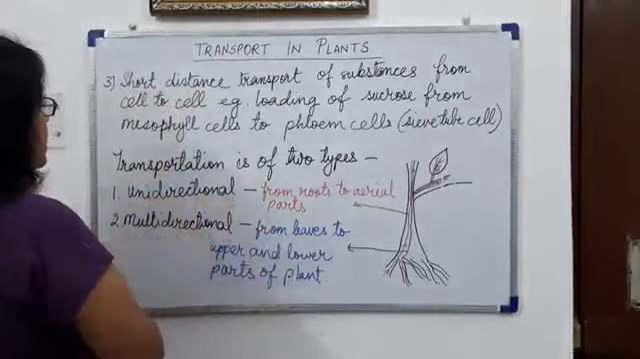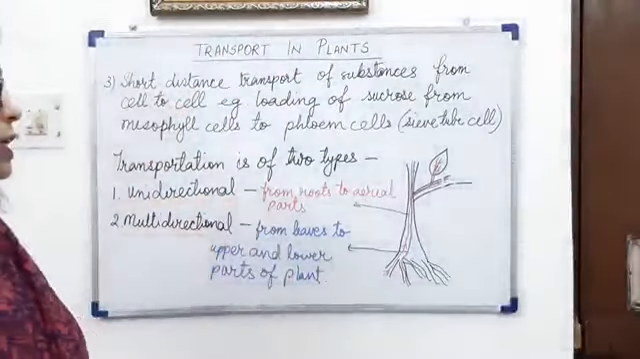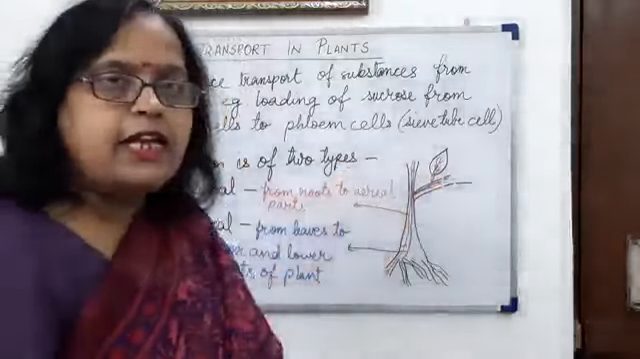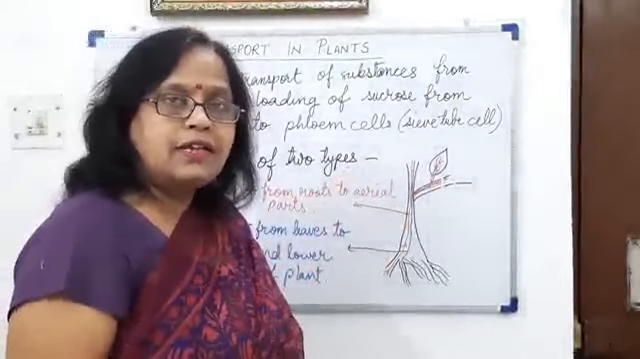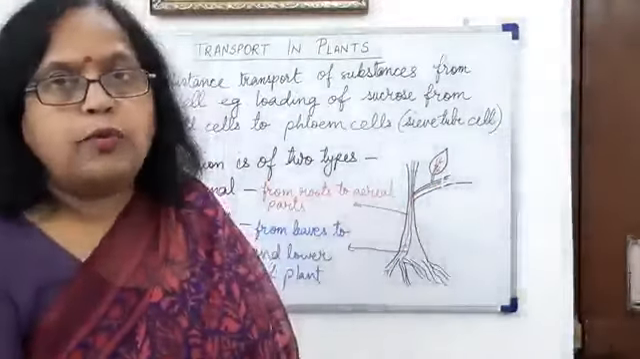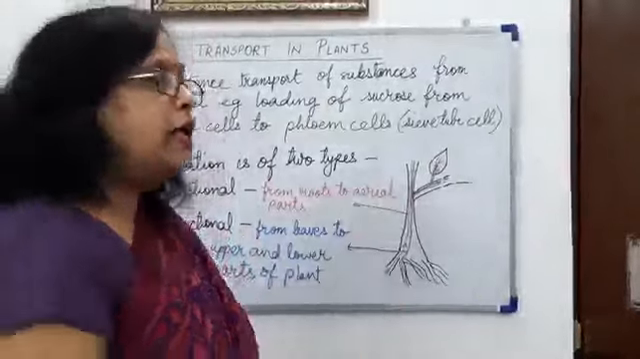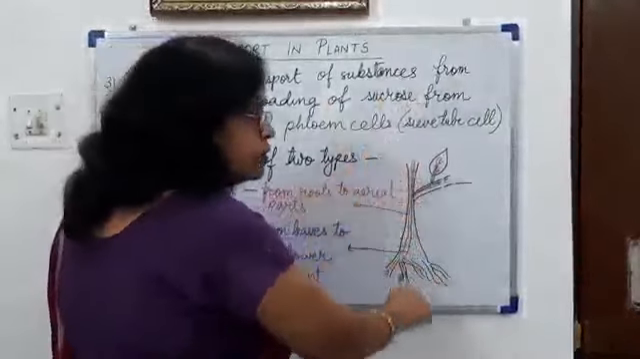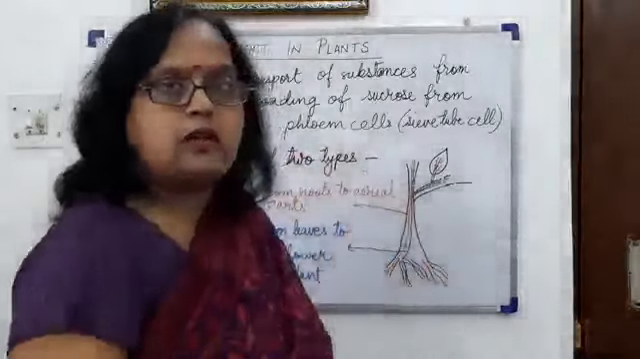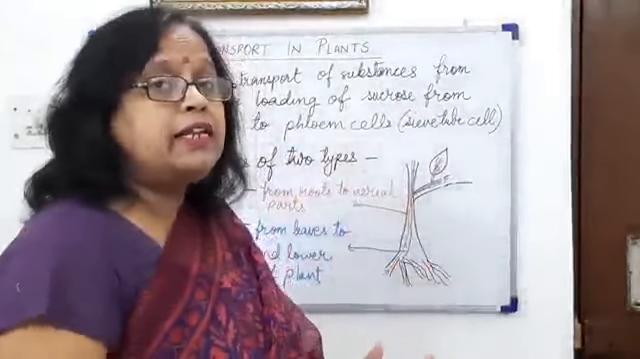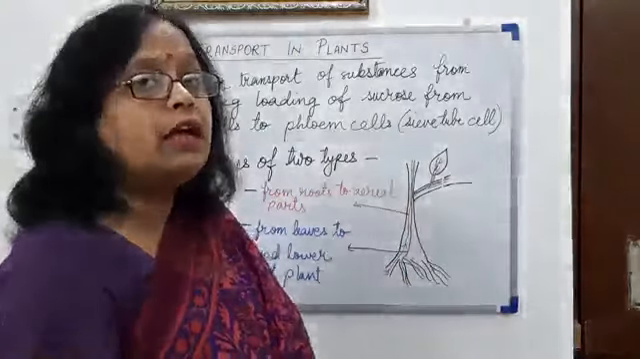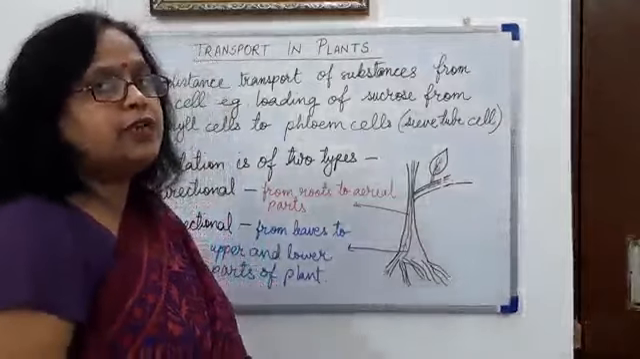Then the multi-directional transportation is also there, in which the food is synthesized in the leaves, the hormones are synthesized in the hormone producing cells, and then this food or the hormones are distributed in the upward direction also and into the downward direction also, into the lateral direction also. So it is going in multi-level direction. So this type of transportation is called the multi-directional transportation.